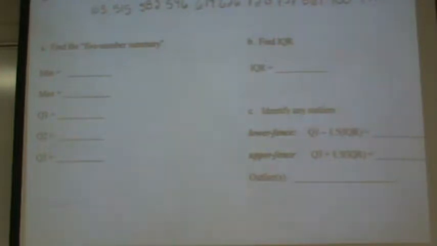So our minimum value, again, is our smallest value, so that's 103. Our maximum value is our largest value in the set, which is 1001. Again, remembering that our Q1 value is the left median, our Q2 value is the median of the entire set, and then our Q3 value is the right median. We want to find our Q2 value first.